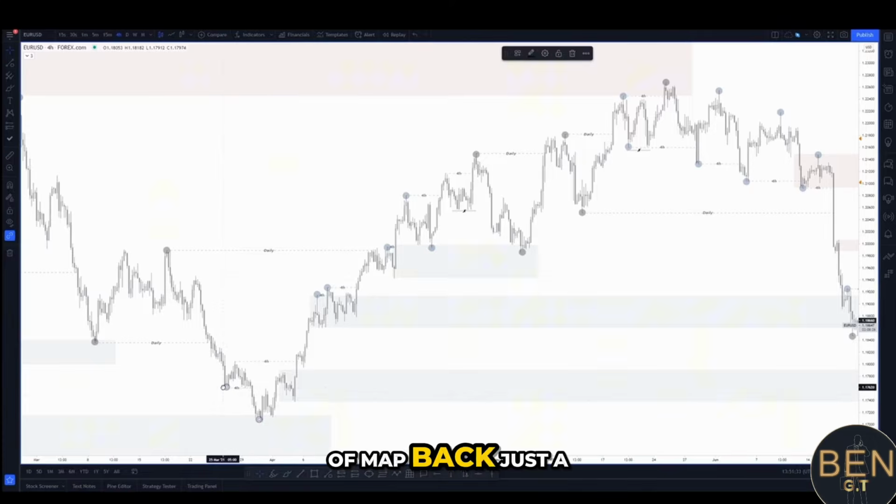And if we just map back a little bit, we can see that price was in a downtrend. We are making lower lows and lower highs.